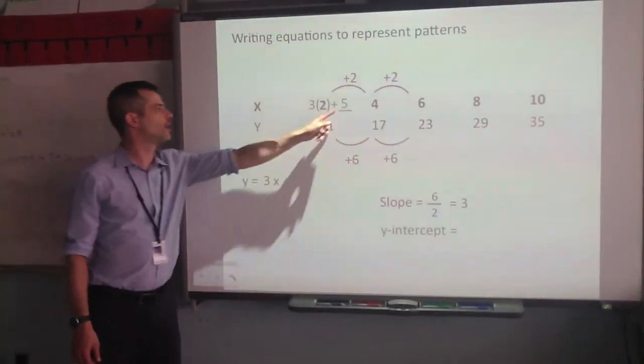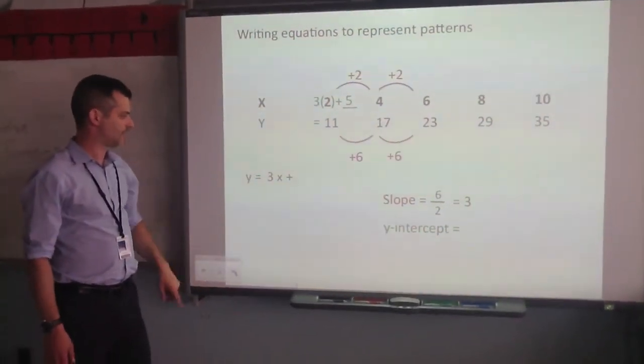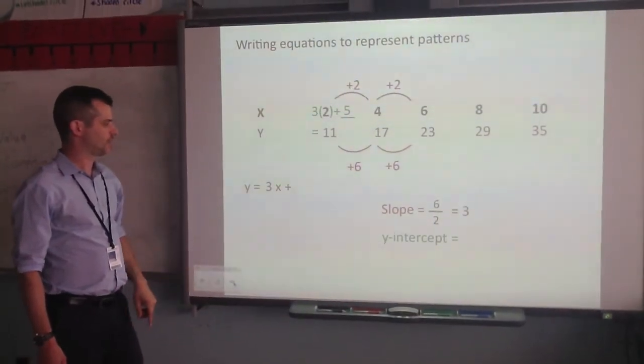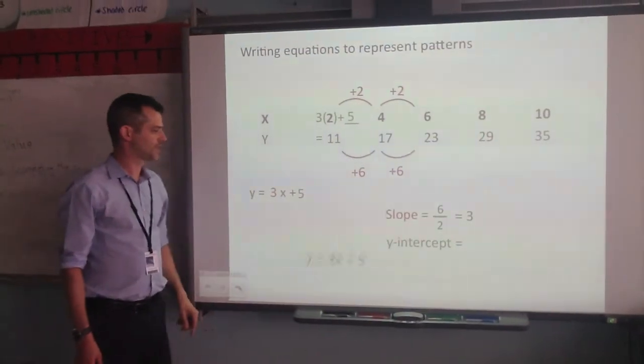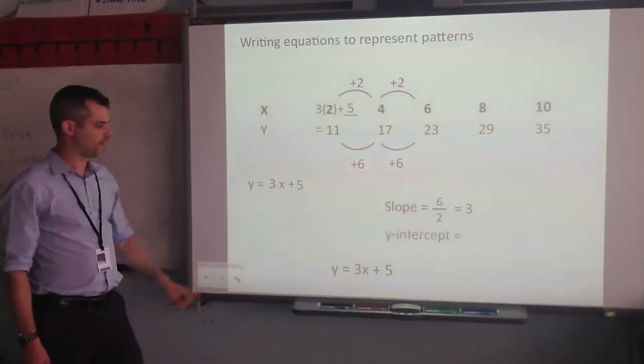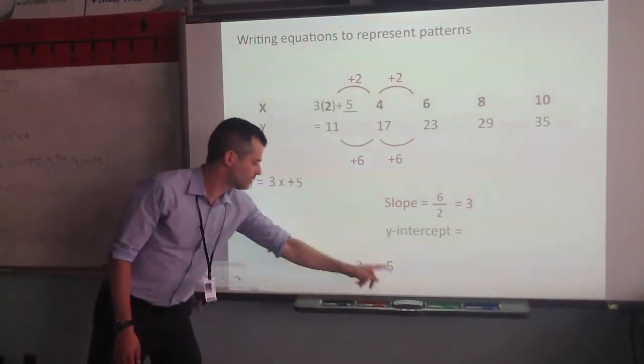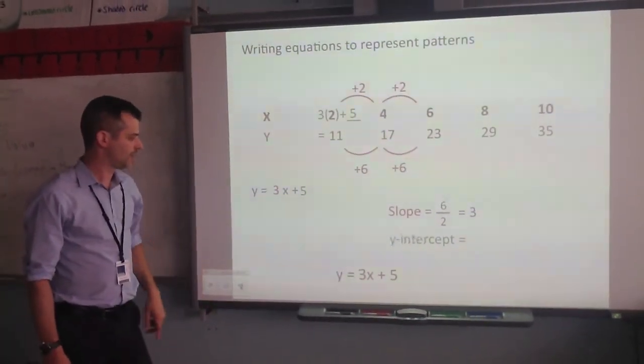So now I know that my y-intercept is 5. And that's going to go here. y equals 3x plus 5. We now have our equation. Okay, we're going to put that down here, and we are done with this problem.